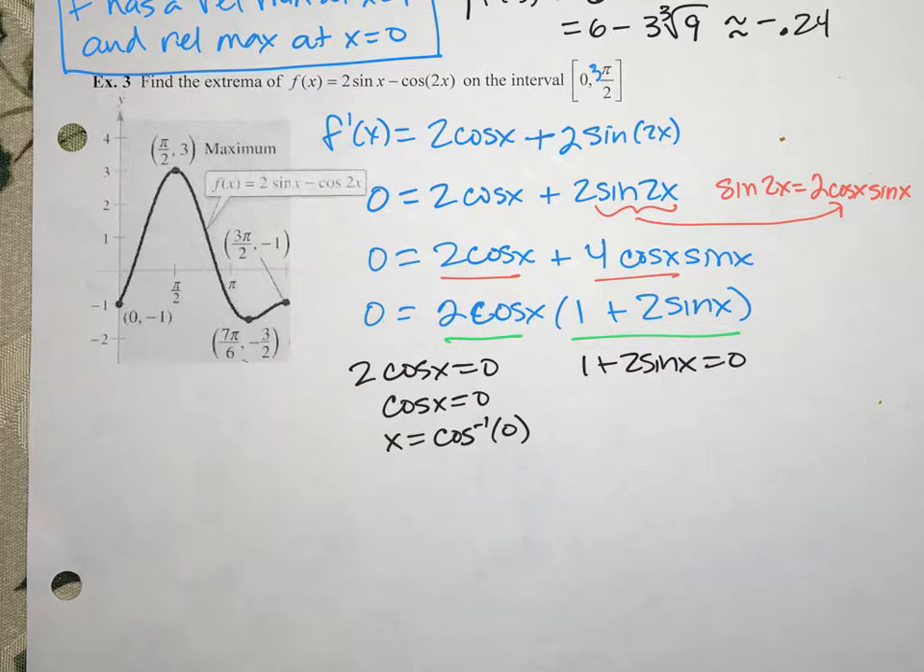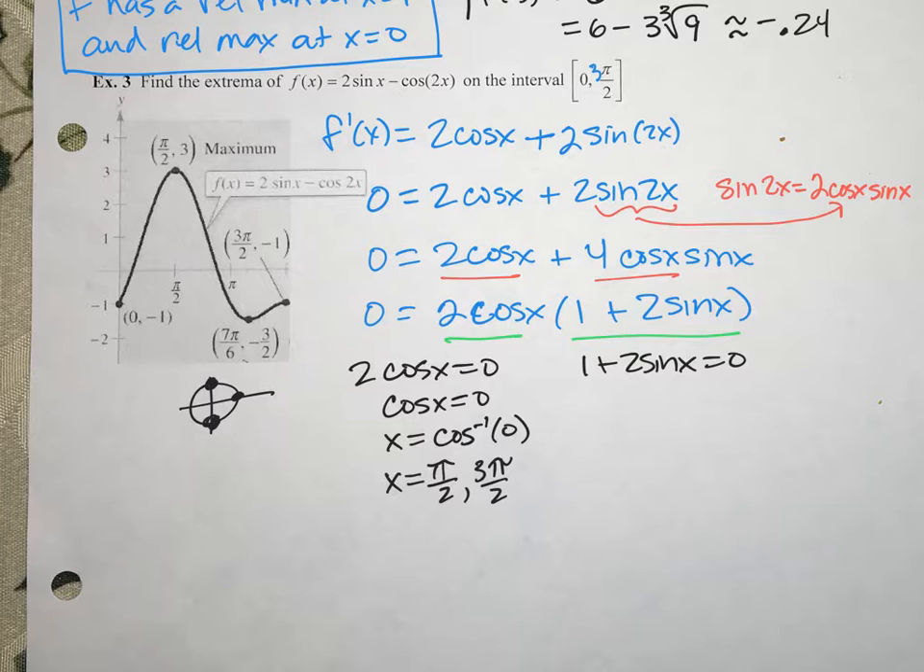Now, in our interval, remember we had an interval from 0 to 3 pi over 2. So you might want to think about the unit circle. On the unit circle between 0 and 3 pi over 2, cosine would be equal to 0 twice. It would be equal to 0 at pi over 2 and also at 3 pi over 2. So x is equal to pi over 2 or 3 pi over 2.